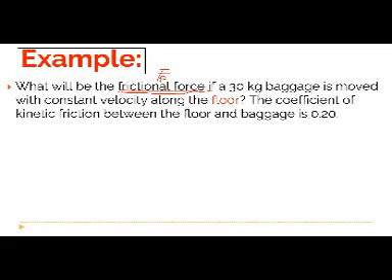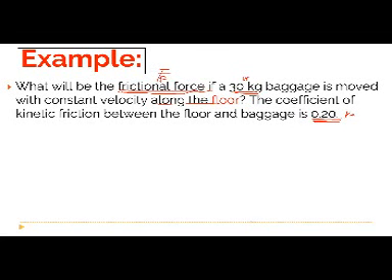So we have the value of our kinetic friction, which is 0.20. So this is our mu sub K, or the coefficient of kinetic friction. And 30 kilograms is the mass of our baggage. So what could be the frictional force if it is along the floor?